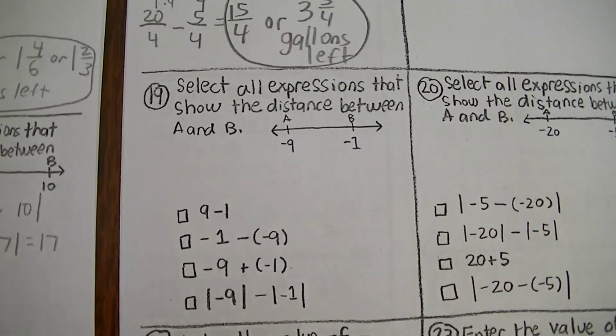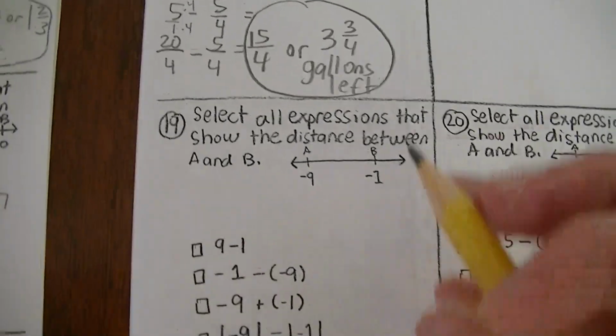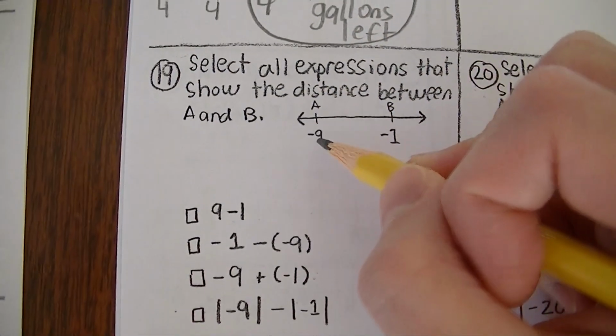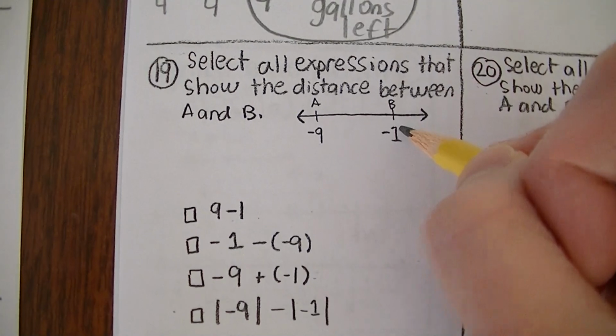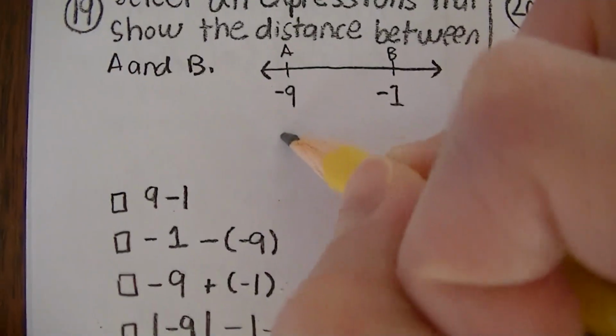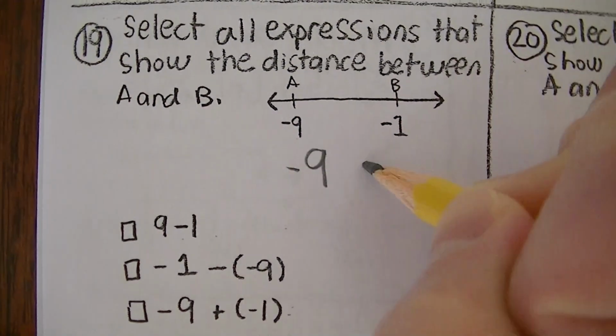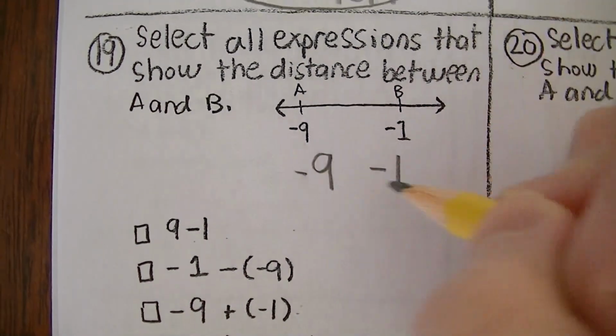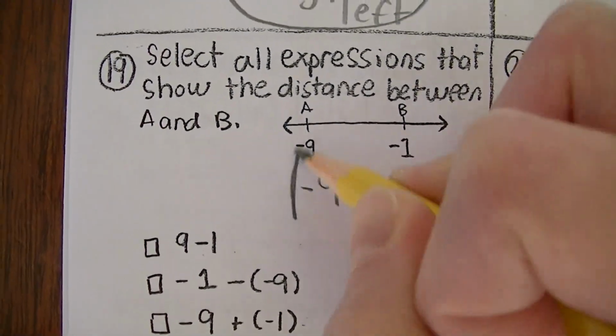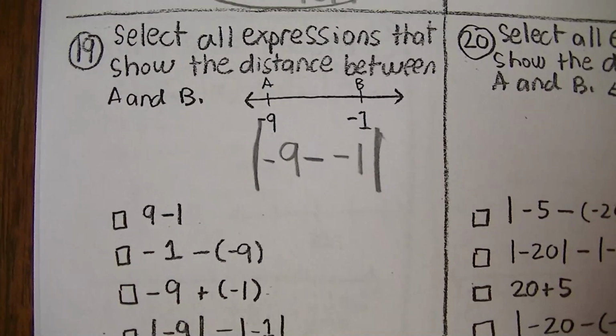Number 19: Select all expressions that show the distance between A and B. So I have -9 is A, B is -1. So if you recall, when I taught this to you, you write down both of them, and you're going to subtract them and find the absolute value of it because distance is always positive.